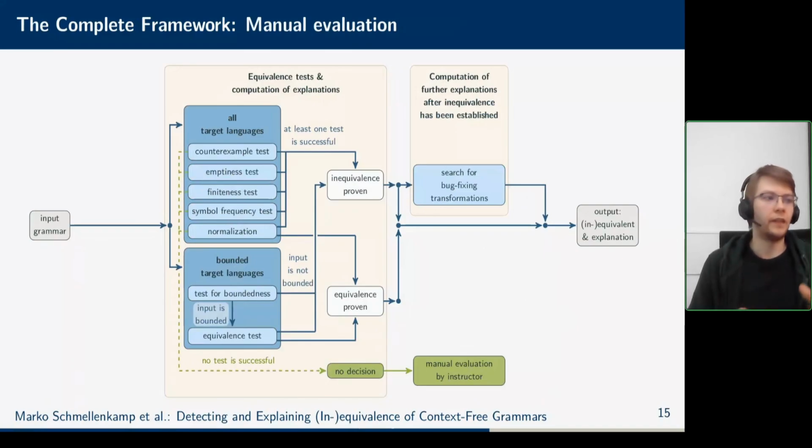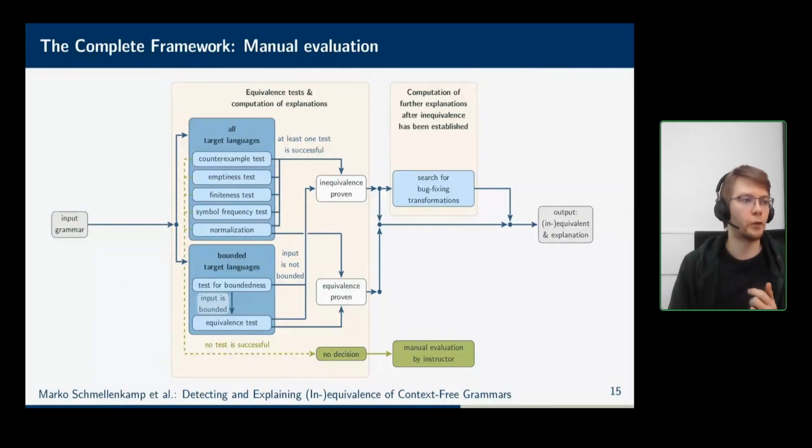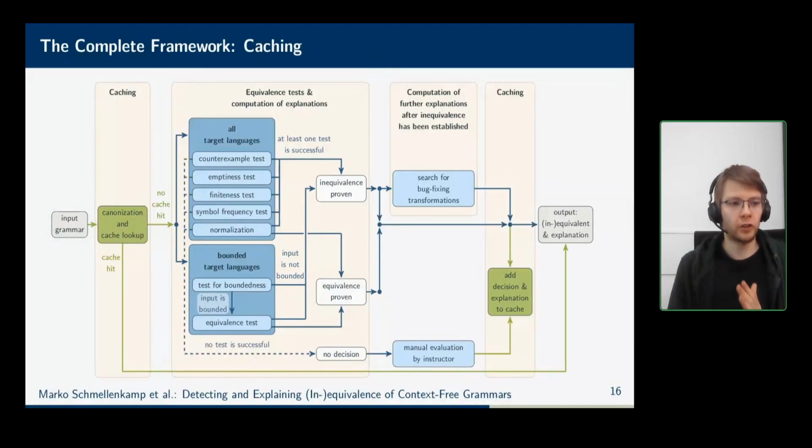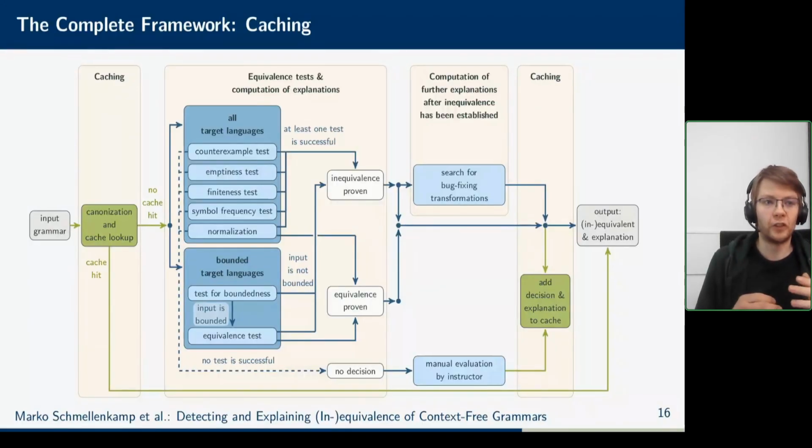And if all that fails, if it's not a bounded language, if none of the methods work for the target language, then we don't have a decision. Then an instructor has to do that manually. A central component of our system also is caching. We not only cache every attempt, but we make sure to cache canonizations of the grammars. It's basically the same thing as graph canonization, where you look for a unified naming of the nodes. Here it's a unified naming of the non-terminals that makes sure we don't cache structurally the same grammar twice.